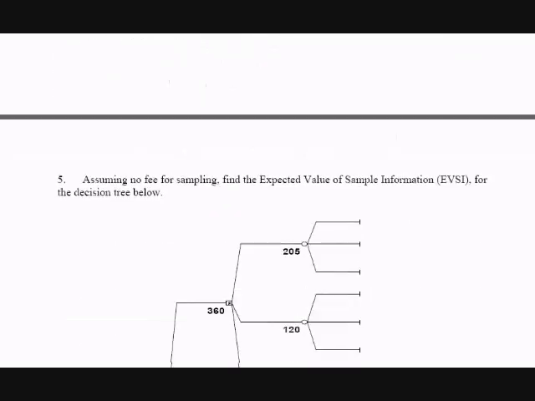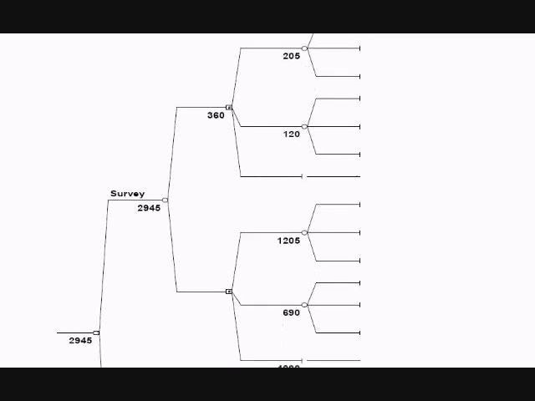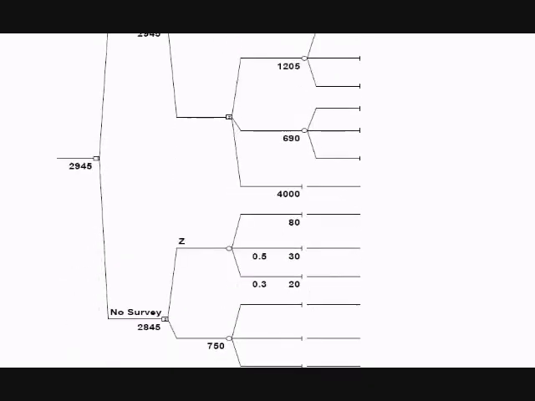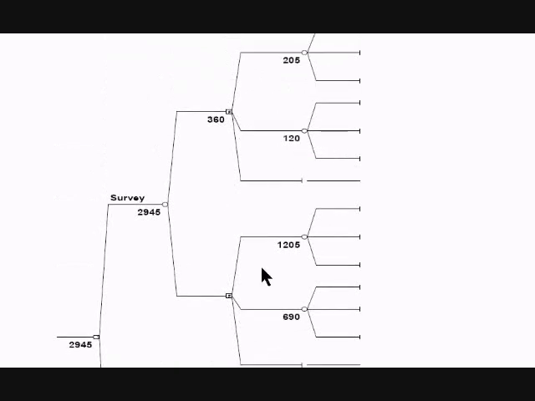All right, let's go on to question number 5. Question number 5 is pretty straightforward. We want to find the expected value of the sample information down here. In this case, our sample is a survey, and we see a big decision tree here with 2 main branches. One is with a survey up here, all of our expected payoffs, states of nature, and in this case, these pound symbols in here indicate that's the lower value.